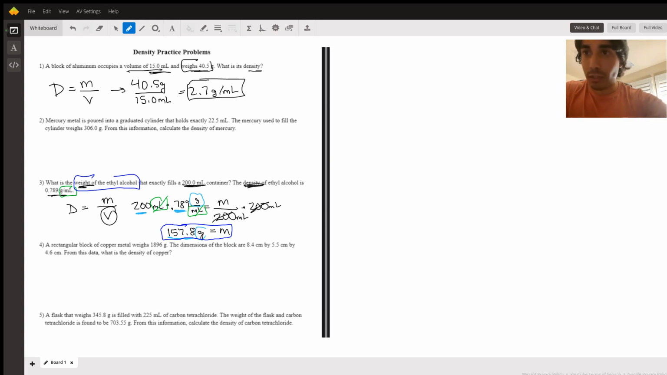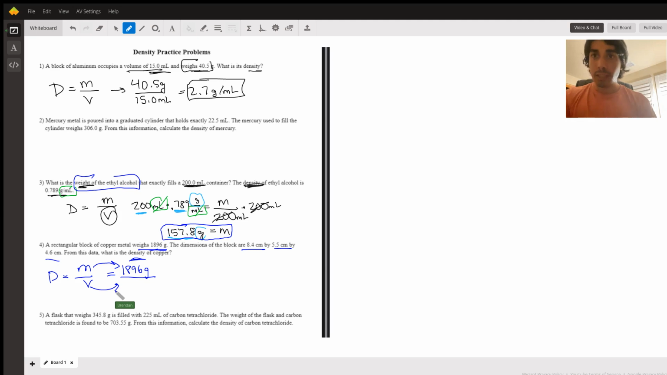So we've got dimensions of this block, right? 8.4, 5.5, 4.6. And we've also got our formula. Don't forget the formula. And we're looking for density, right? So that's mass over volume. And our mass is 1896 grams. Over, right? I'm substituting that for the m because that was our mass.